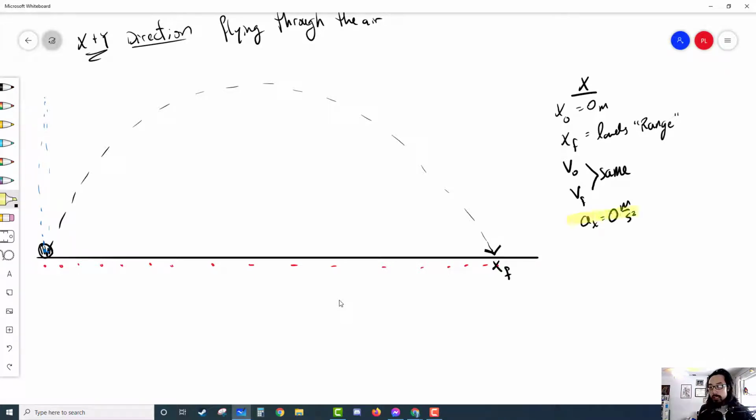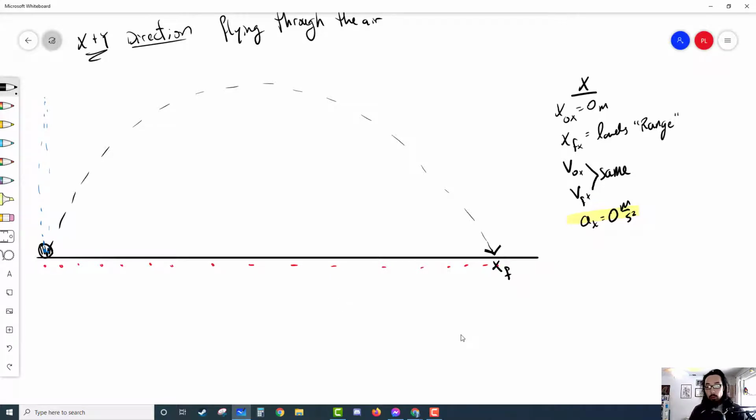This is one of those ideas that students miss a lot. While it is in the air, nothing is pushing it forward. Nothing is making it speed up forward in the x direction. So your initial velocity and your final velocity for the x direction is usually the same. Just so you know, when we actually do these, I like to put a little x next to those.